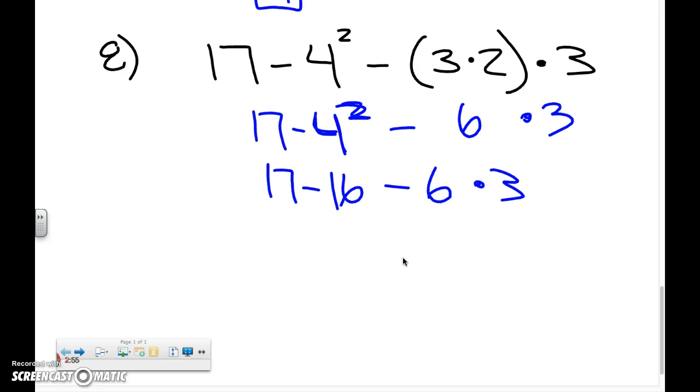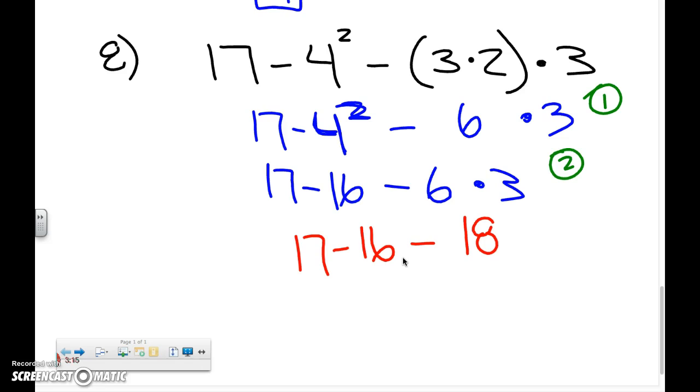So William, what is 6 times 3? 18. So write 18, fill in the rest of the problem. 17 minus 16 minus 18. This is so much fun, right? Okay. Now, what is next? By the way, this problem is worth, so far, I would give you a point for that step. I would give you another point for this step. We're up to 2 points. I would give you another point for that step. We're up to 3 points already.